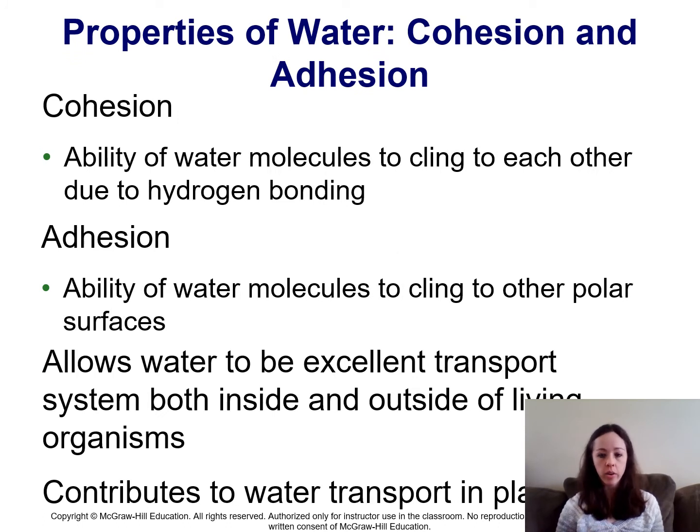As discussed before, the polarity of water molecules allows them to stick together. This is called cohesion. The polarity of water molecules allows it to stick to other polar substances, like the inside of the blood vessel, or the vascular tissue found in plants called the xylem or the phloem, and this is called adhesion.